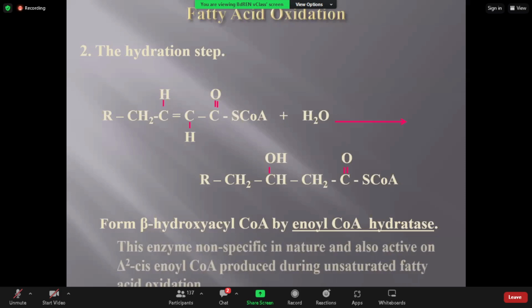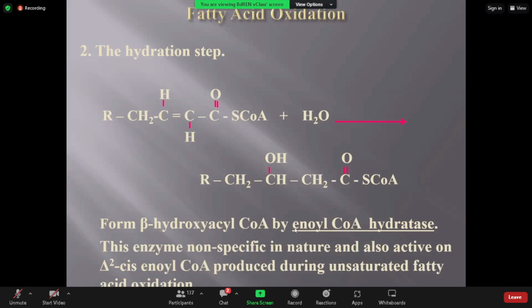Then third step, this enzyme has a specificity, that is, this enzyme is non-specific in nature. You know it very well. This configuration is trans. Even if this configuration is cis, this enzyme can also act on this substrate to convert it into beta-hydroxyacyl coenzyme A. You know it very well. Enzymes are very specific to their action, even in any kind of configuration.